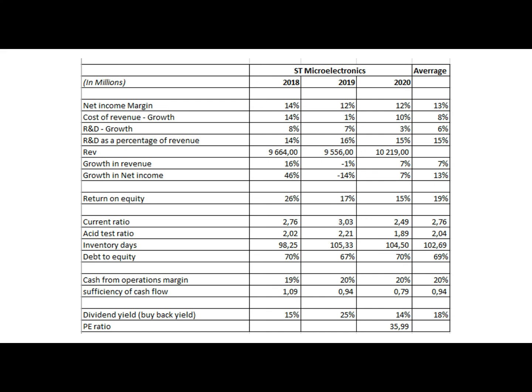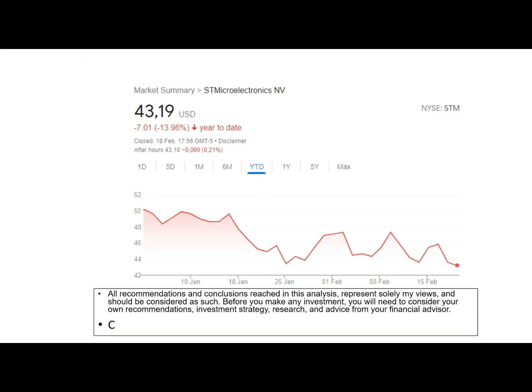It rewards shareholders at a pretty fair-ish rate. The PE, however, for me is not that high, considering the industry average is about 40 and it's trading at a PE of almost 36, so below the industry average. However, ST Microelectronics for me is a bit of a meh company, not too good, not too bad, just in the middle, but there are companies in the sector that can give you better returns in my view.